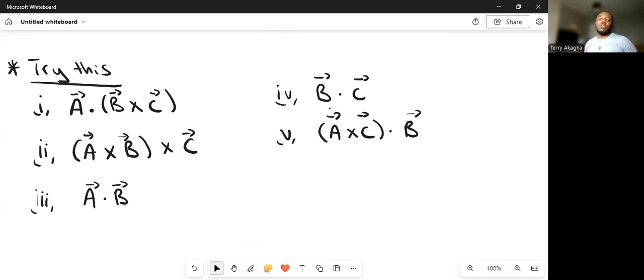So try this and put your answer in the comment section, or you can send me an email and I'll get back to you if they are correct. Using the same A, B, C in this question, play around with this, just to test that you're very confident with doing the dot product and the cross product.